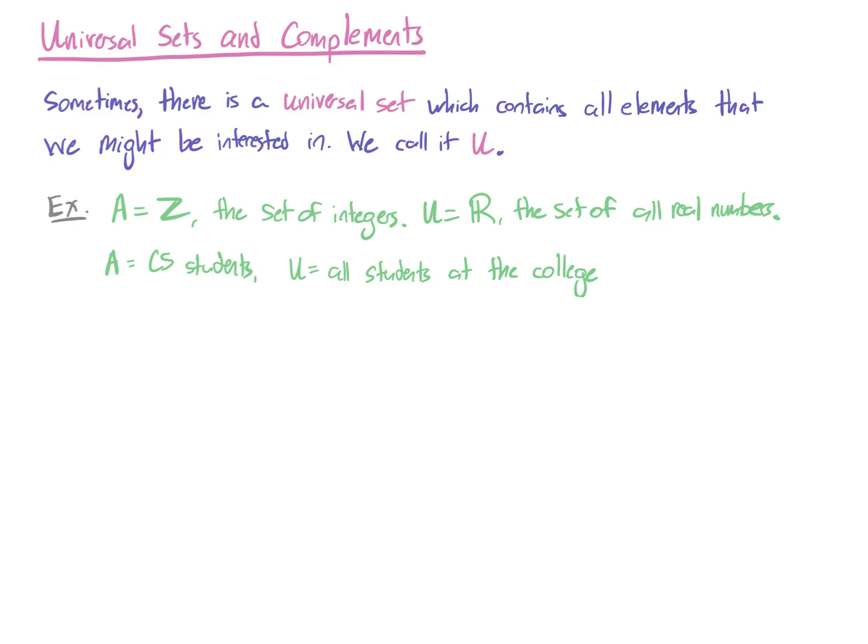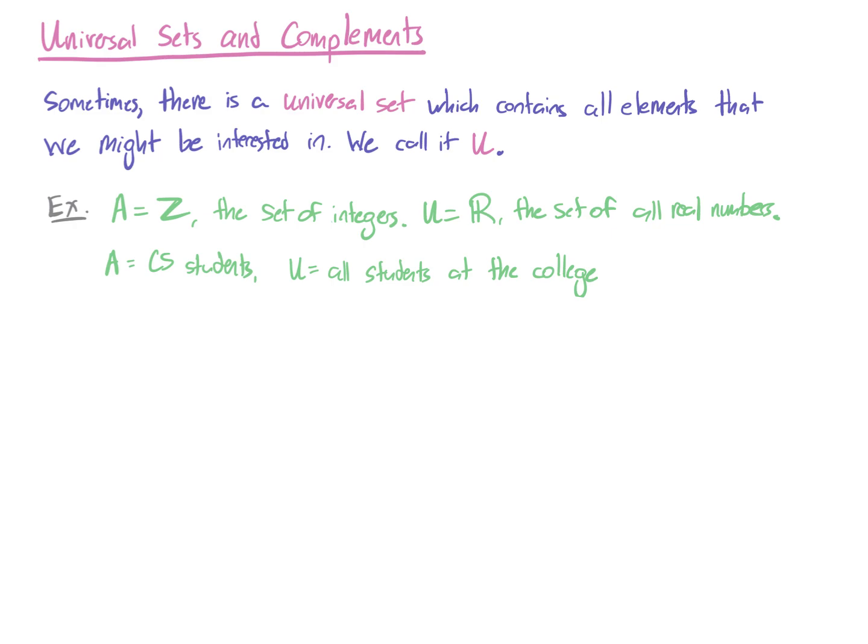So maybe the set of integers is the specific set that I'm interested in, but then the set of all possibilities, the universe that I care about, is the set of all real numbers. Or another example, maybe my set A is the set of all computer science students. In this context, maybe I'm comparing or contrasting the set of all computer science students to the set of all students who are at the college at all.